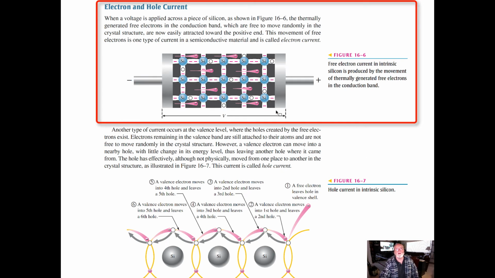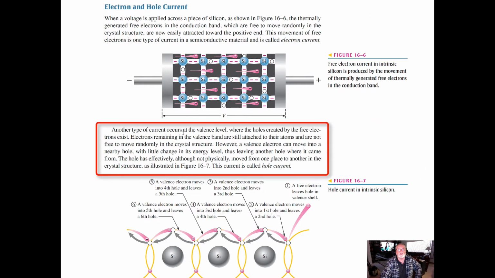Electron and hole current. When a voltage is applied across a piece of silicon, the thermally generated free electrons in the conduction band, which are free to move randomly in the crystal structure, are now easily attracted toward the positive end. So whenever a hole is created, an electron jumps off to try to fill it. This movement of free electrons is one type of current in a semiconductive material, called electron current.